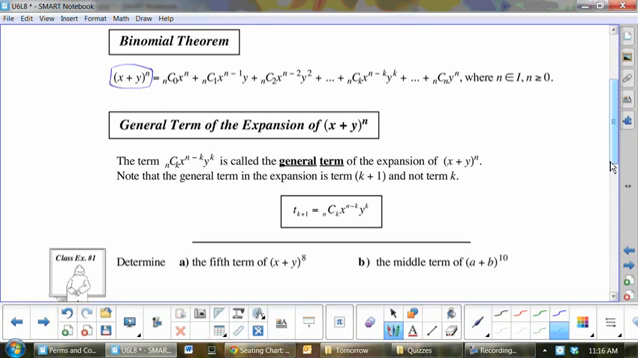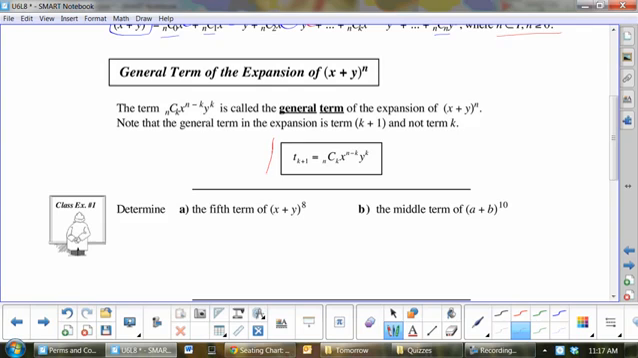If you have x plus y to the n, nC0 all the way to nCn are your coefficients. And do you see that the x's get counted down all the way to 0, and the y's get counted up all the way to n. Now, n must be an integer, and it's got to be greater than 0. So positive integers. Here is the formula for the binomial theorem.